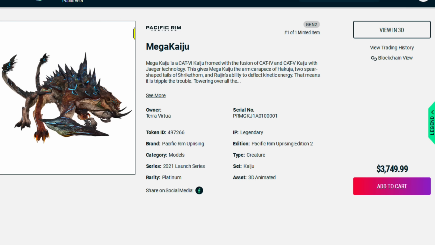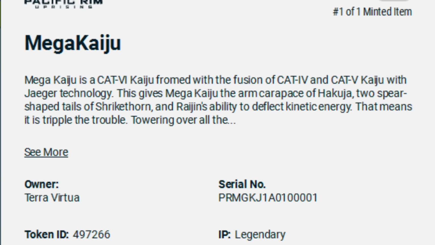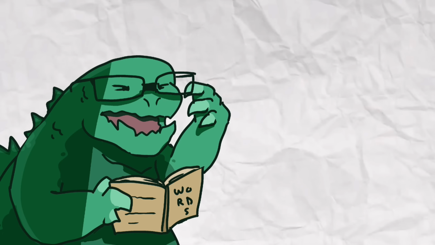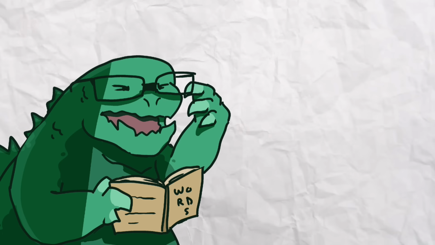As you see here, back when Uprising came out, they sold NFTs, with a small description of each Kaiju and Jaeger. As you see here in the Megakaiju's, he is a Category 6. Now, this is an iffy source, yeah, but it's the only source we have, so it is what it is.